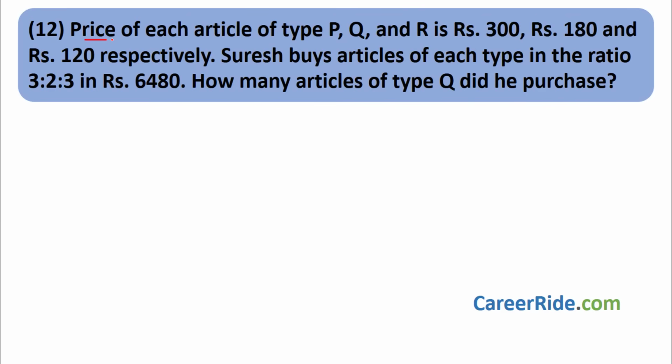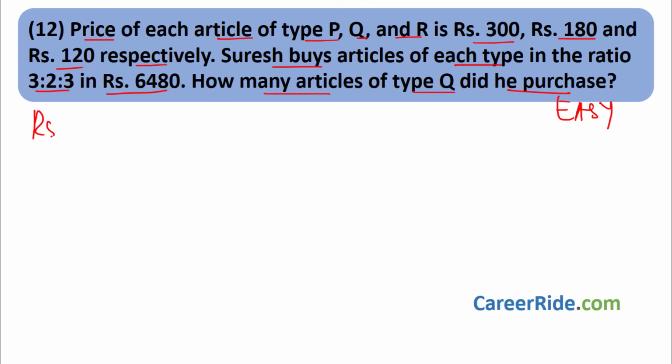Question number 12. Price of each article of type P, Q and R is rupees 300, rupees 180 and rupees 120 respectively. Suresh buys articles of each type in the ratio 3:2:3 in rupees 6480. How many articles of type Q did he purchase? Again, extremely easy sum. Let us understand what they are saying.